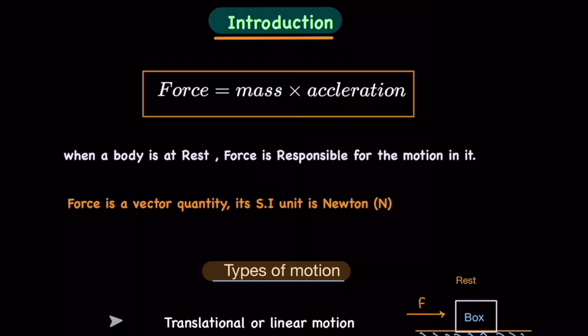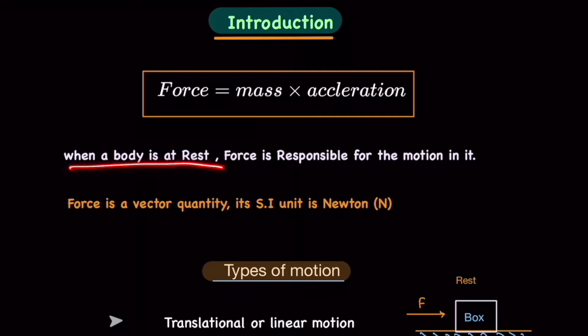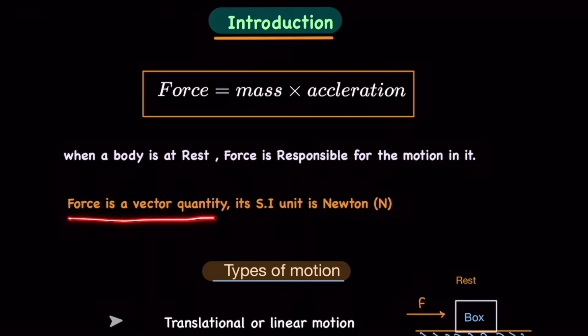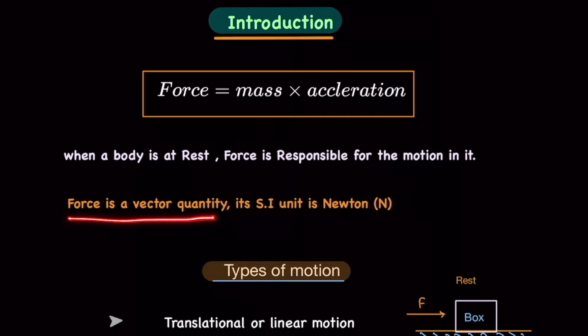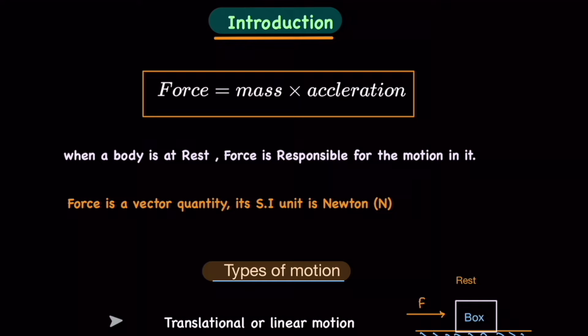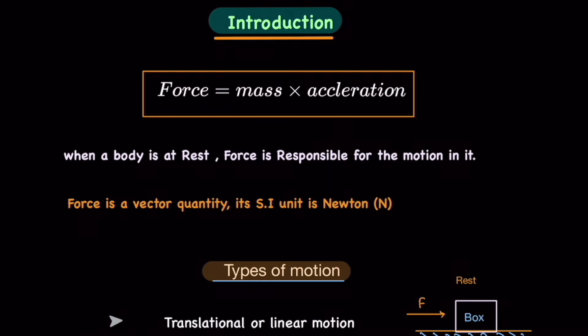So when we apply acceleration, the position of the body will change. Means if the body is at rest and we apply force, the force will act on the body and is responsible for the motion in it. Force is a vector quantity, it means that it has a direction. It could be positive or negative. Generally, the right side we consider as positive, and the left side we consider force as negative. And the SI unit of force is Newton. All these things we studied in the ninth grade ICSE chapter.